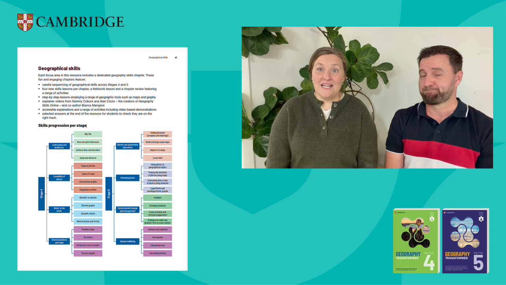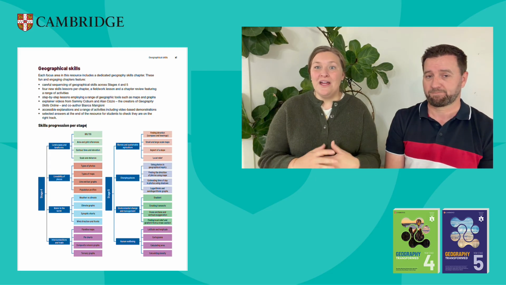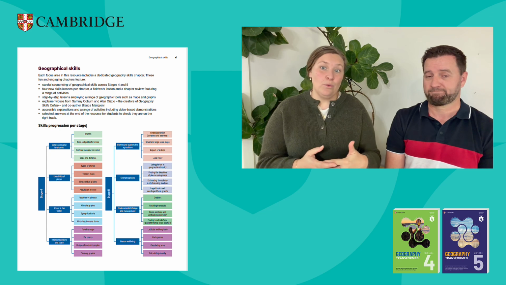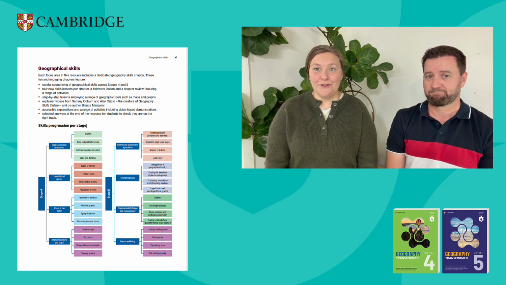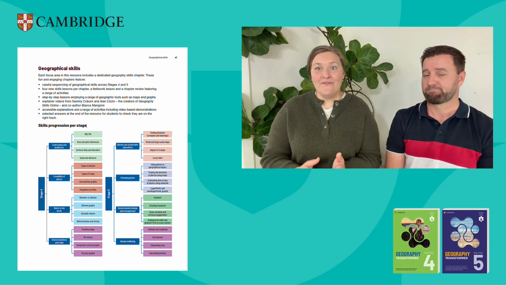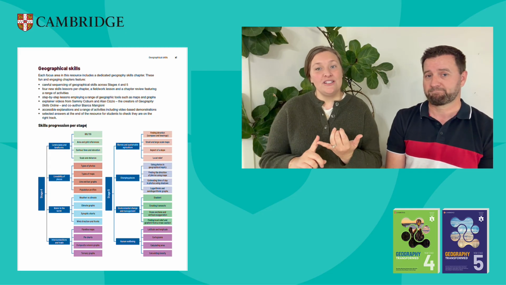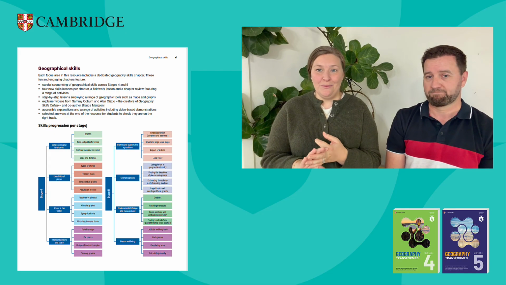Should work really well. And if you follow that flowchart across stage 4 to 5, you'll find you'll have taught all the major skills across the syllabus and in a way that fits really well to the content that the students are learning. So for example, when they're doing water in the world, they'll have a skills chapter that focuses on synoptic charts, climate graphs, and the difference between weather and climate.